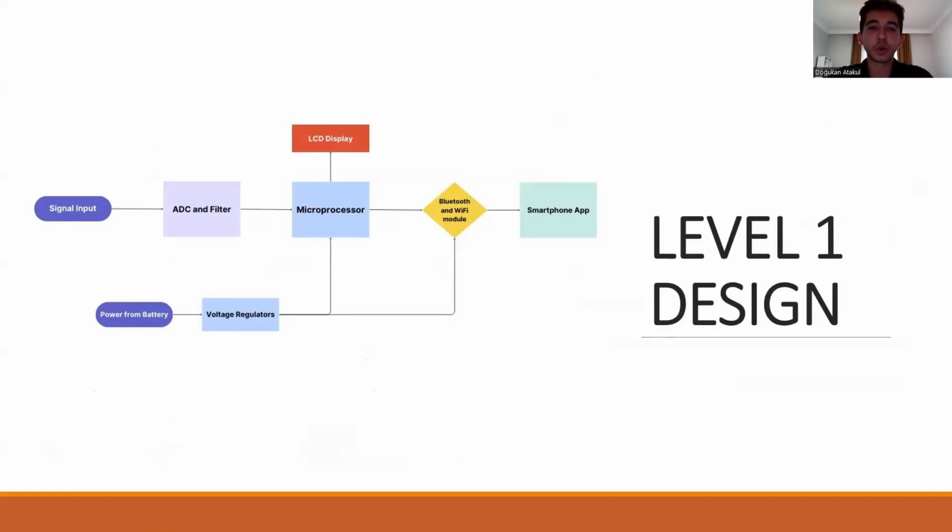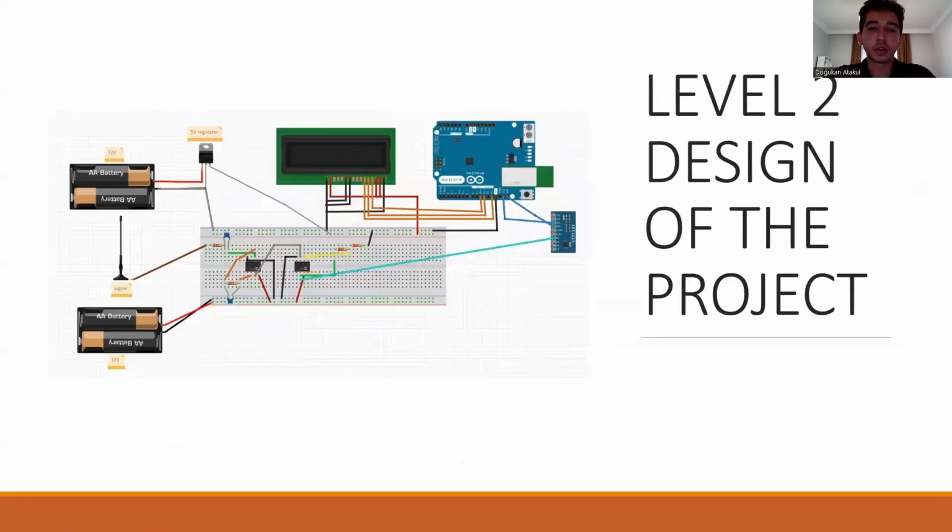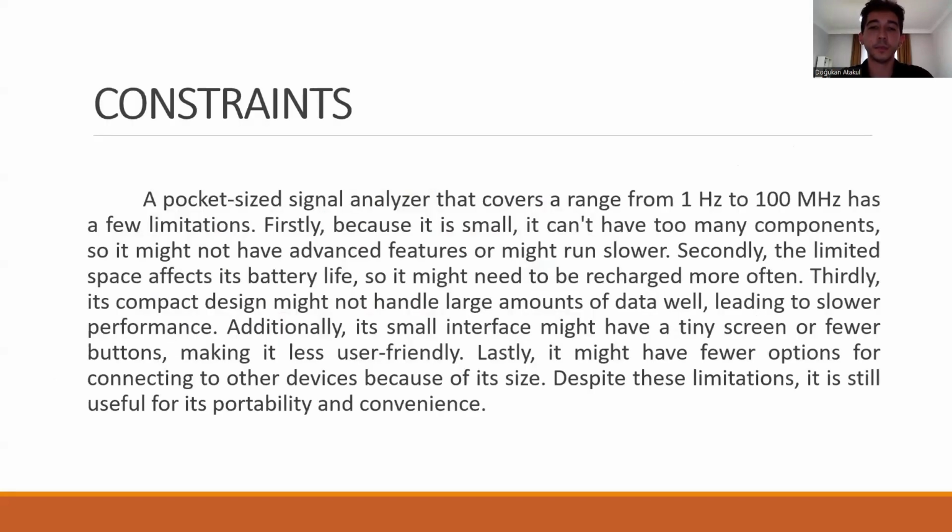This diagram shows the components and connections for the signal analyzer project. This circuit shows the signal analyzer structure. Batteries power the circuit, and the 5 volt regulator provides stable voltage. The signal goes to the ADC, which digitizes it and sends it to the Arduino Uno R4 Wi-Fi. The LCD screen displays measurement results, and the op-amp circuit on the breadboard amplifies the signal. This setup makes the device portable and user-friendly for engineers and technicians.